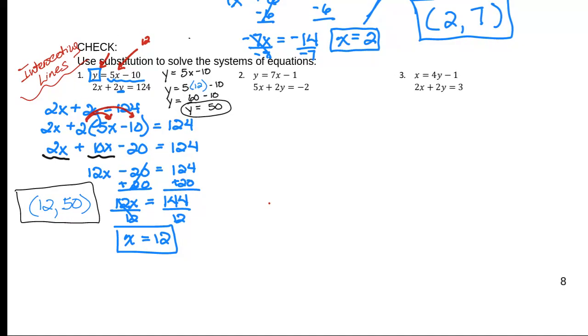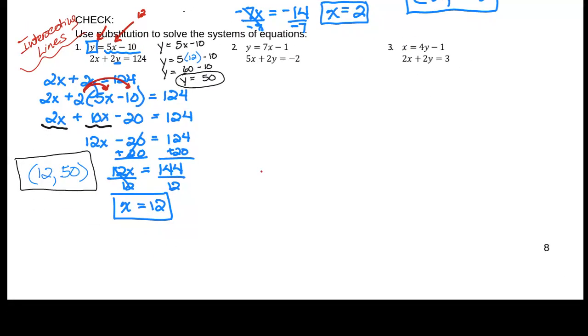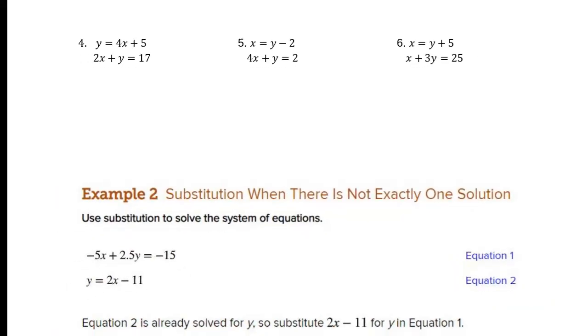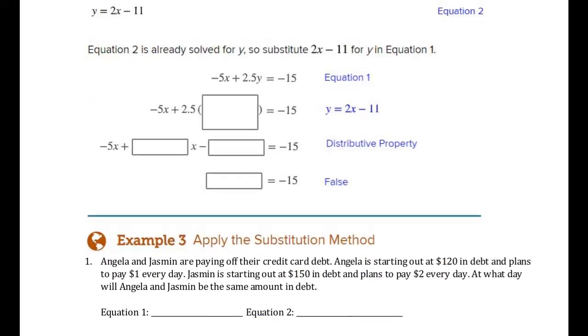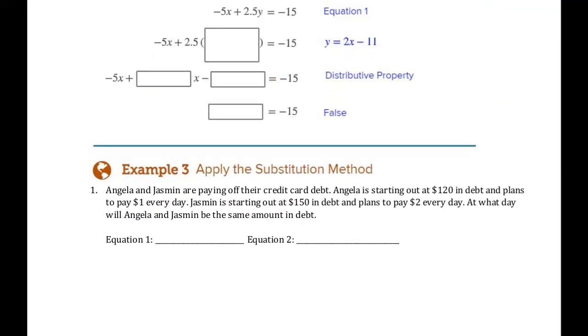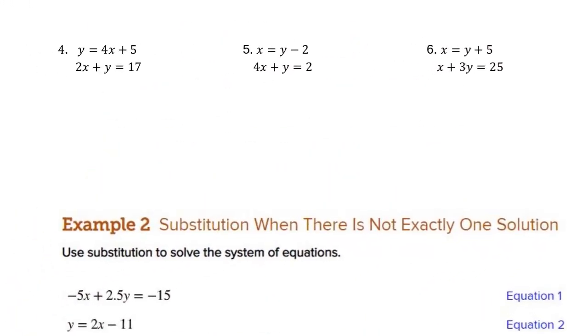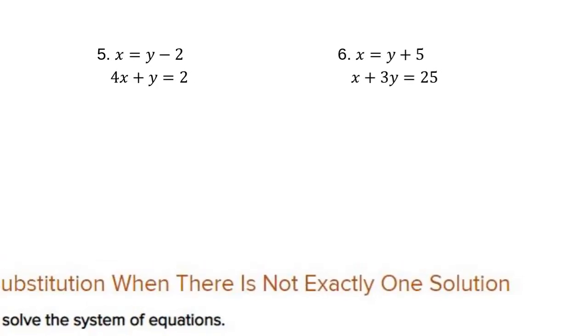All right, let me see here. These all look not too bad. Let me take a look at this. These all look pretty easy too. Let's go to number 5 at the top of the next page. Number 5 at the top of the next page. That would be at the top of page 9. It says x is equal to y minus 2 and 4x plus y is equal to 2.